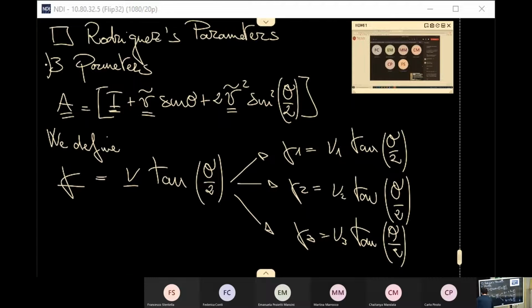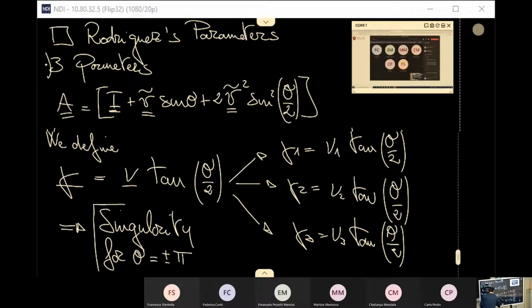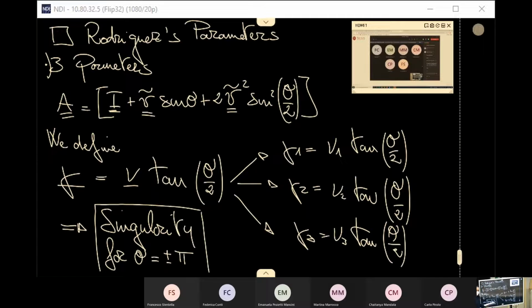So we're going to stress this out: for theta plus minus pi, when we are close to that, we are in trouble. So that's one of the cons of this method.